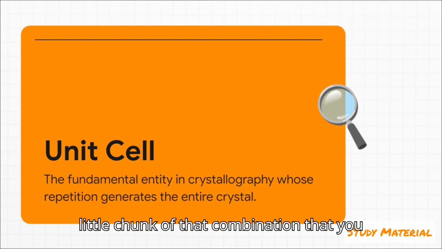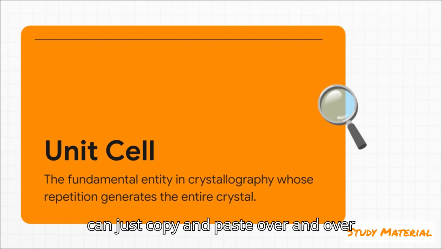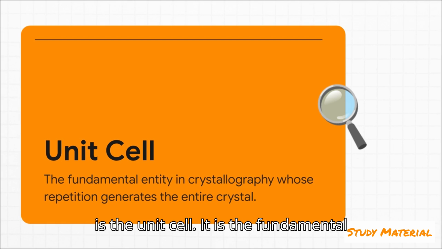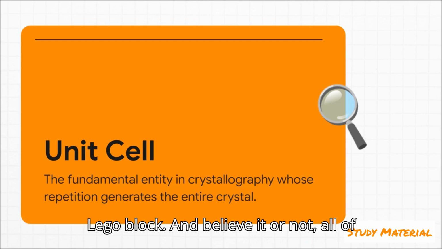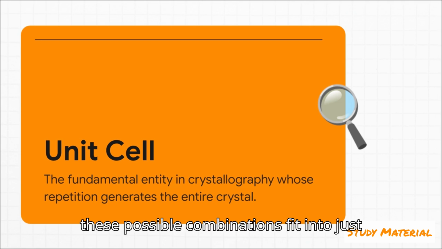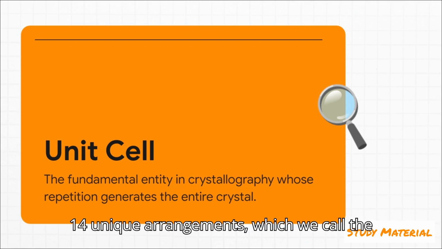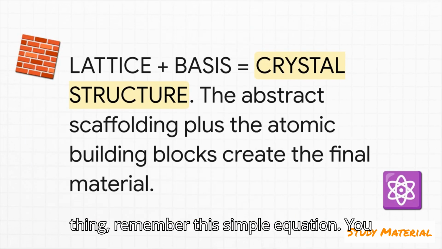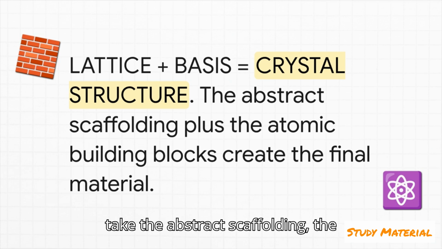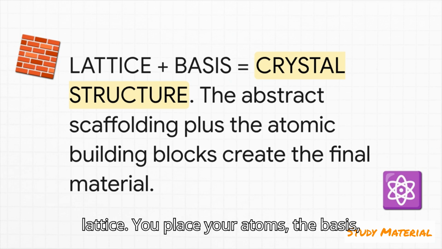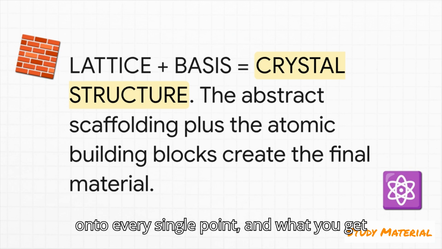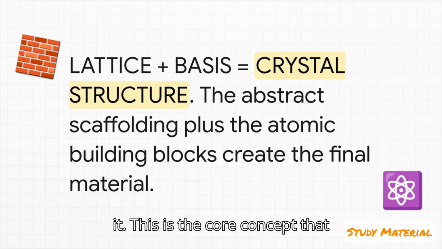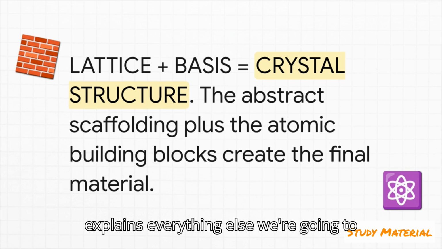So we have our scaffolding and we have our building blocks. The smallest little chunk of that combination that you can just copy and paste over and over again to build the entire crystal, that is the unit cell. It is the fundamental Lego block. And believe it or not, all of these possible combinations fit into just 14 unique arrangements, which we call the Bravais lattices. So if you remember one thing, remember this simple equation. You take the abstract scaffolding, the lattice, you place your atoms, the basis, onto every single point, and what you get is the final crystal structure. That's it. This is the core concept that explains everything else we're going to talk about.